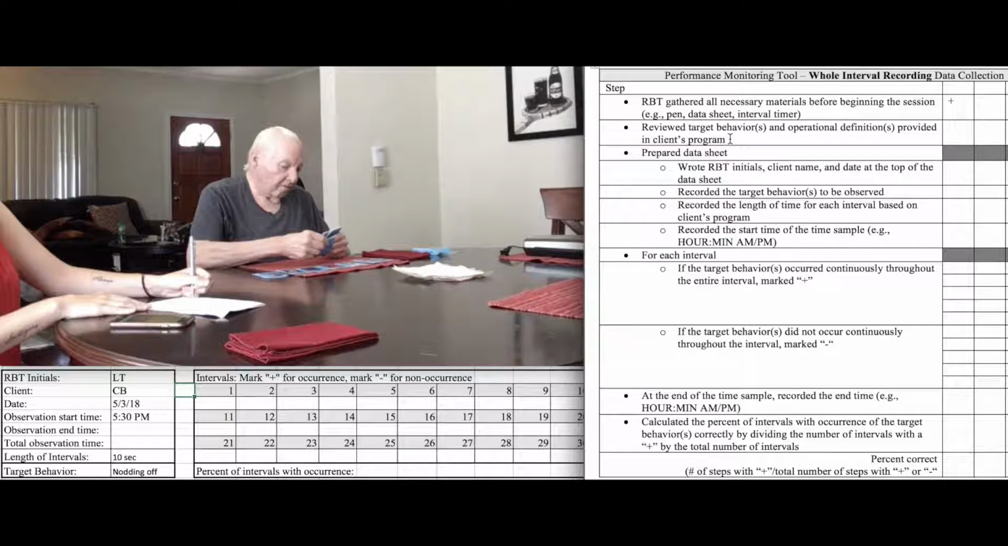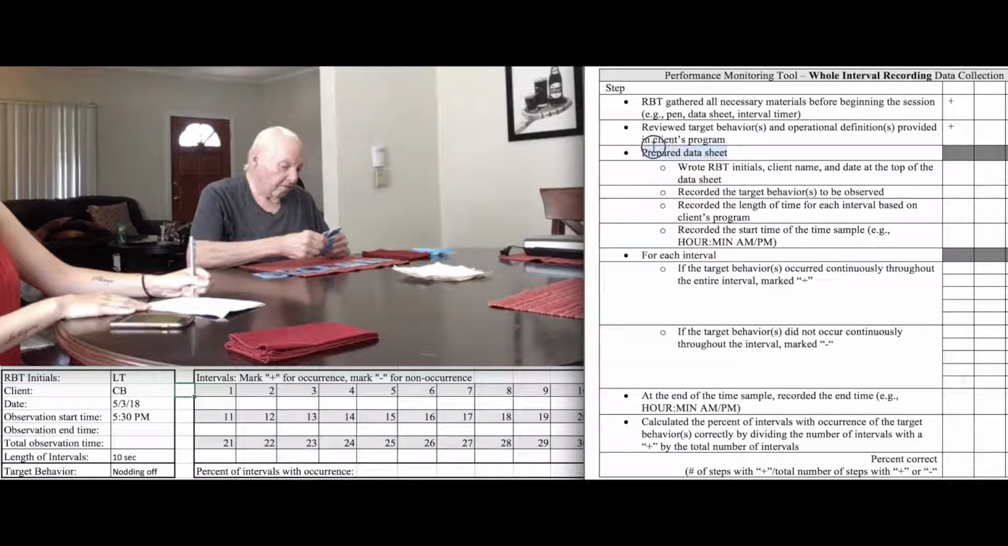The next step is, did the RBT review the target behavior and operational definition provided in the client's program? For this video, we will say that our RBT did review the target behavior, which is nodding off, and reviewed the definition prior to beginning data collection. So for this step, she gets a plus.